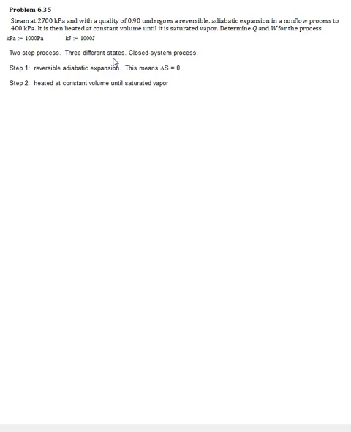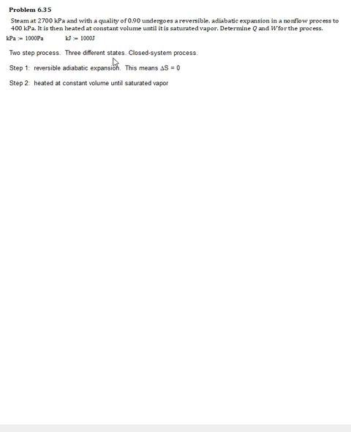This is problem 6.35, Smith Van Ness, 8th edition. You've got steam at 2,700 kilopascals with a quality of 0.9. So that means the mass fraction of vapor is 90%. It undergoes a reversible adiabatic expansion in a non-flow process to 400 kilopascals. We then heat it at constant volume until it's a saturated vapor. We want to determine Q and W for this process.